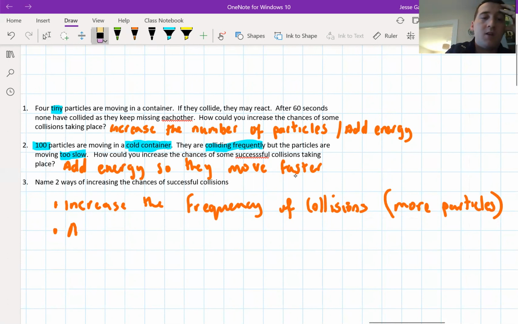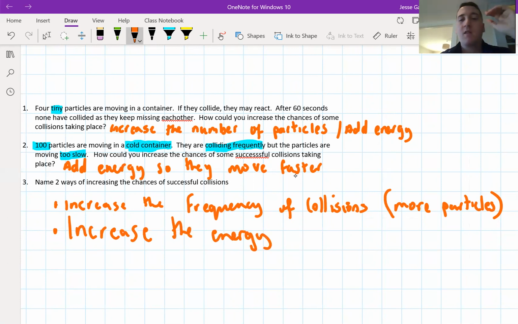Actually, we're going to increase the energy. So well done if you mentioned increasing the amount of particles or increasing the amount of energy. Increase the energy. So the particles are moving faster, there's more chance you're going to get successful collisions.